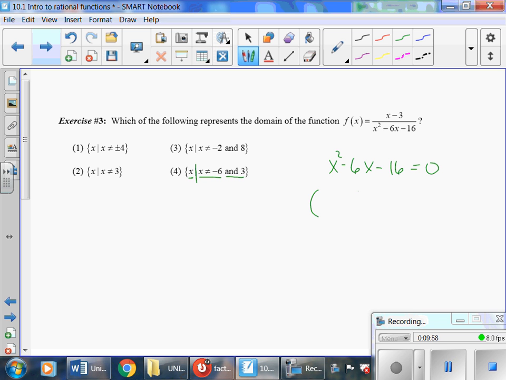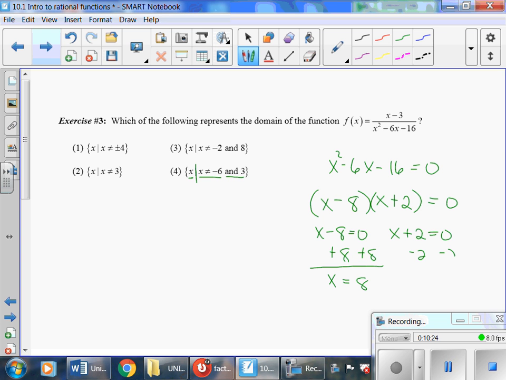Now again, this is a nice, easy, factorable quadratic, and you get x and you get x, and you get minus 8 and plus 2, because here it's negative 8 and plus 2, our leading coefficient is 1. So we have x minus 8 equals 0, and x plus 2 is equal to 0, or if you like using that word, add 8 to both sides. So x is equal to 8. Subtract 2 from both sides. x is equal to negative 2. So at both of those values, it's going to be undefined. So which one is it going to be? Negative 2 and 8. So the answer is right here at number 3.